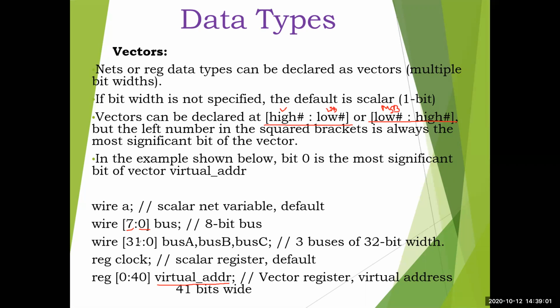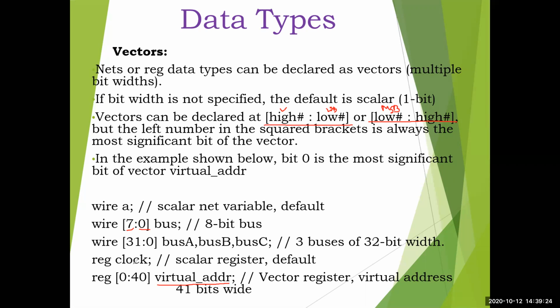Then wire 31 to 0, bus A, bus B, bus C. All the three buses are of 32 bit width. In digital electronics numbering starts with 0, so that's why 31 to 0 means 31 plus 1, 32 bits, will be the width. So square brackets are used, and then any one fashion will be used here. So in all this, high-low fashion is used.